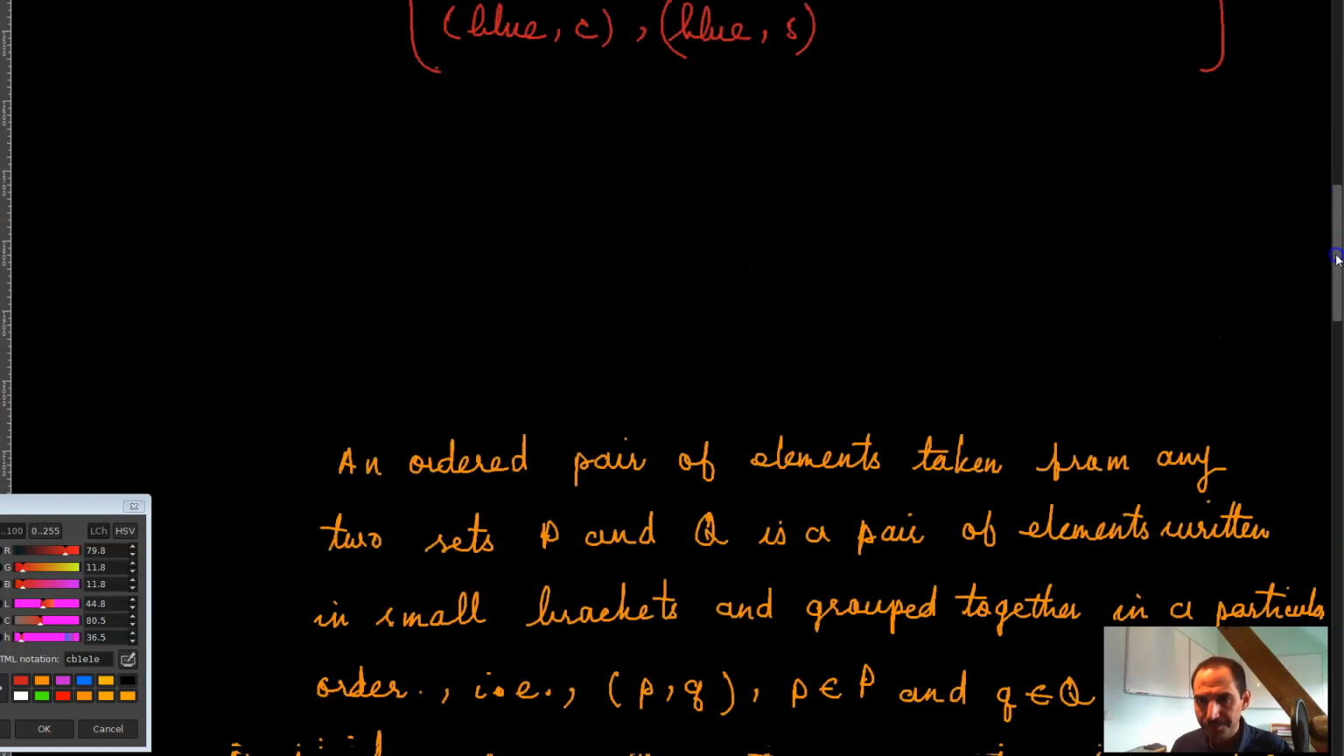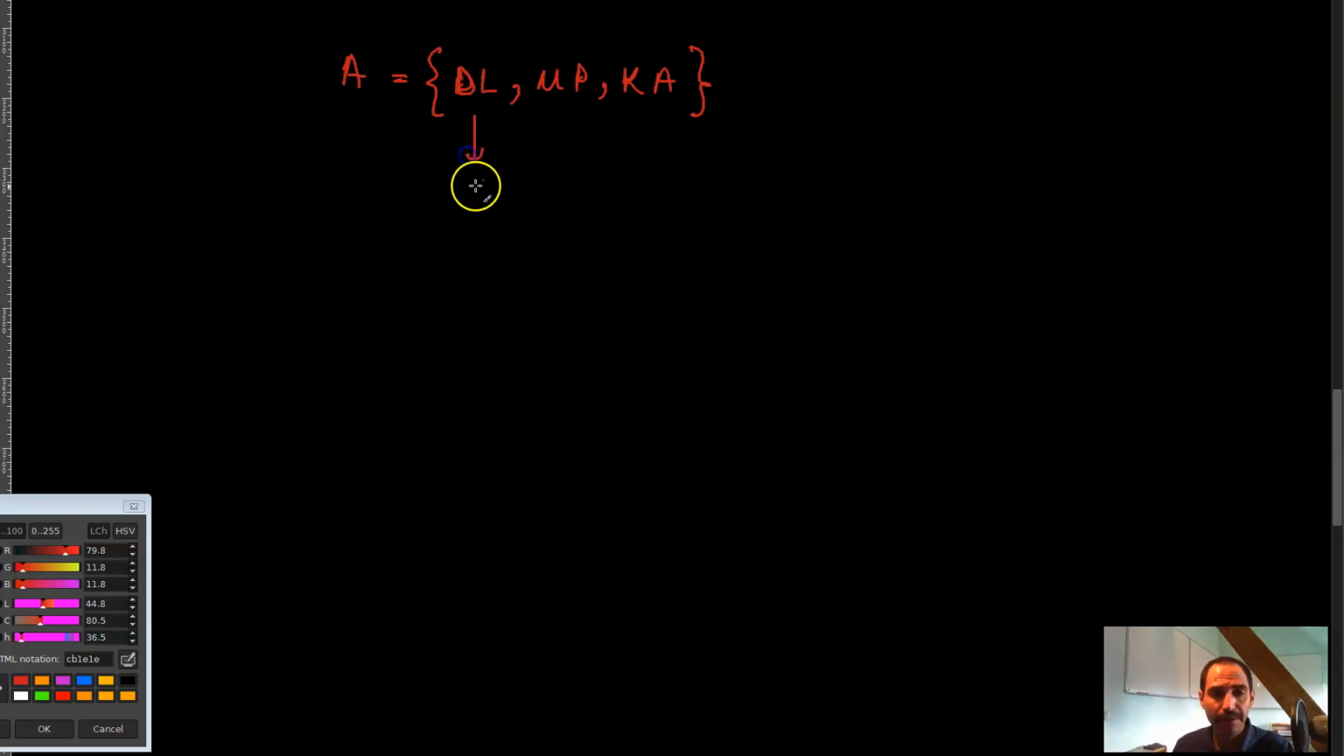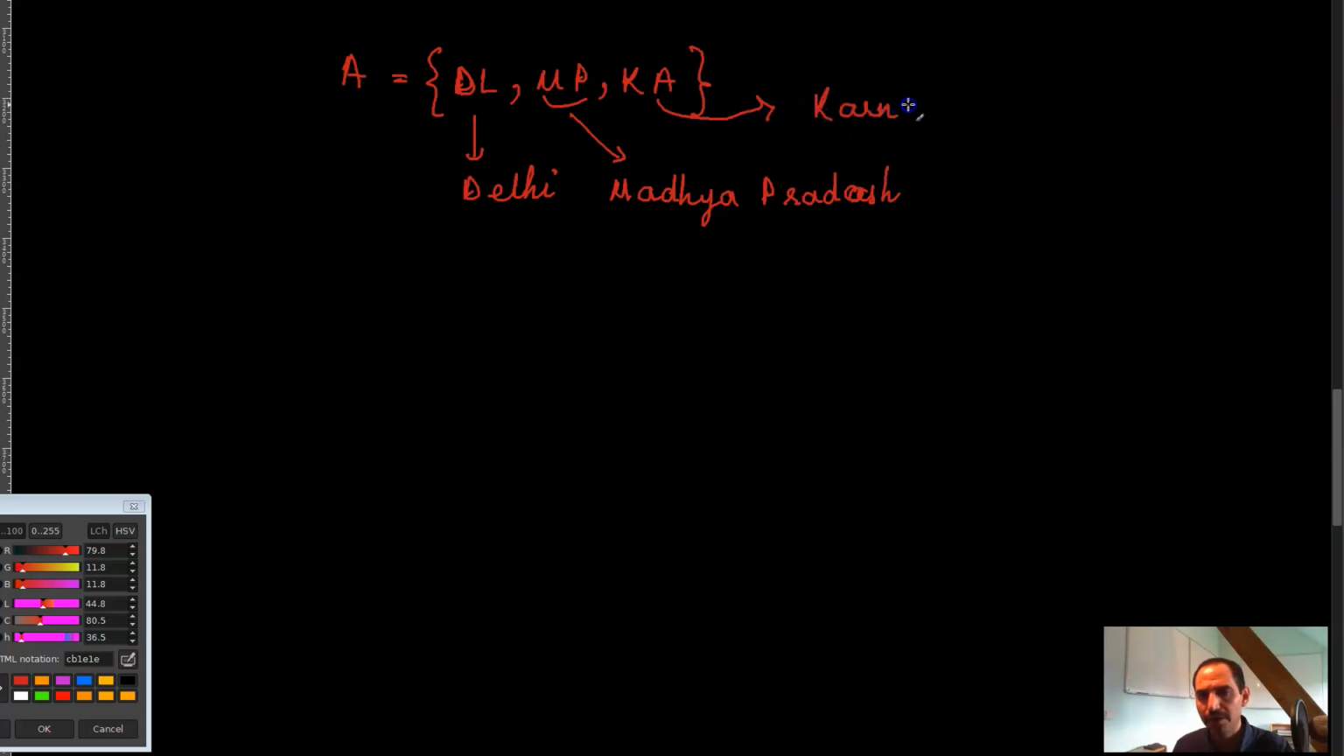Or as another example, let's say that we have two sets over here. We have the set A that is, for example, DL, MP, and KA. And please note that DL denotes Delhi, MP denotes Madhya Pradesh, and KA represents Karnataka. So these are three states in India, right?